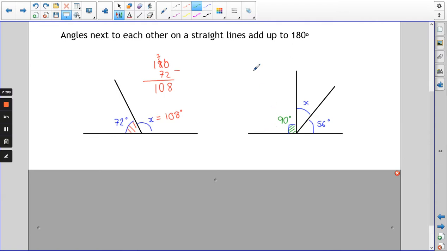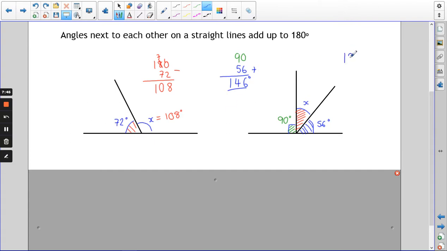Okay, so to answer this one then, I'm going to have to add up the two angles that I've got and then take away from 180. So I'm going to add up the green one and the blue one. So that's 90, add 56. So 0 add 6 is 6, 9 add 5 is 14. So we've got 146 degrees so far from adding up.